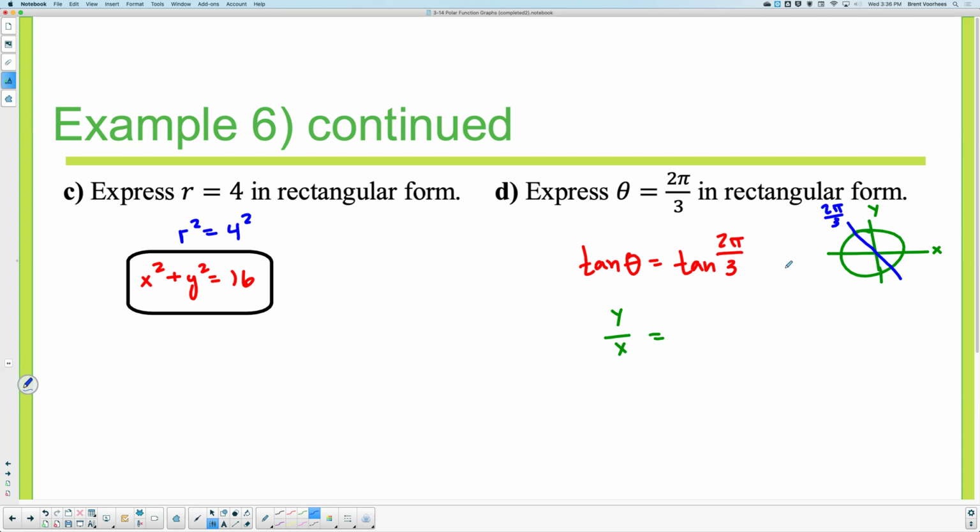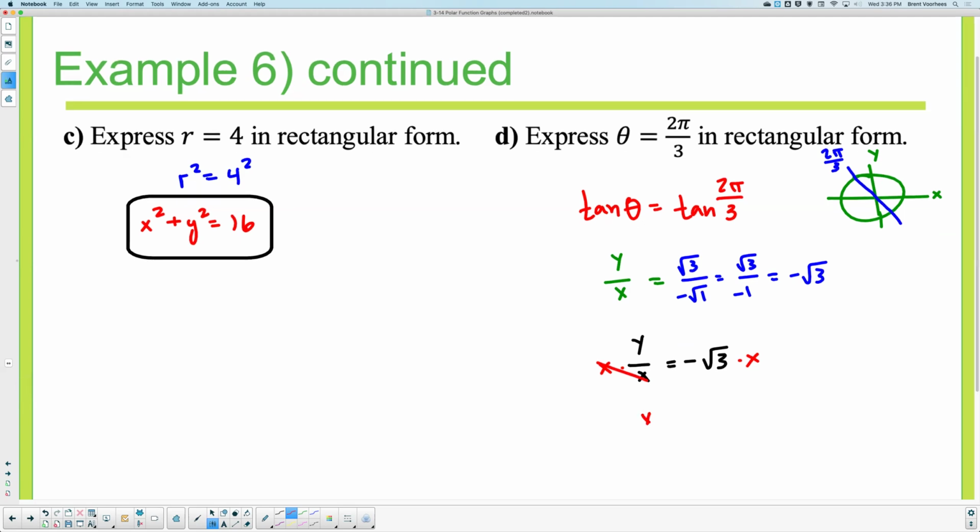I bend my index finger, I flip my hand for the pi over 3. I have square root of 3 for y's, and my x would be negative square root 1. That could simplify to be the square root of 3 over negative 1, which is equal to the negative square root of 3. If that's the case, to finish this off, y over x equals the negative square root of 3. All you have to do is multiply both sides by x, and you have your equation. And this will be that y equals negative square root of 3x.